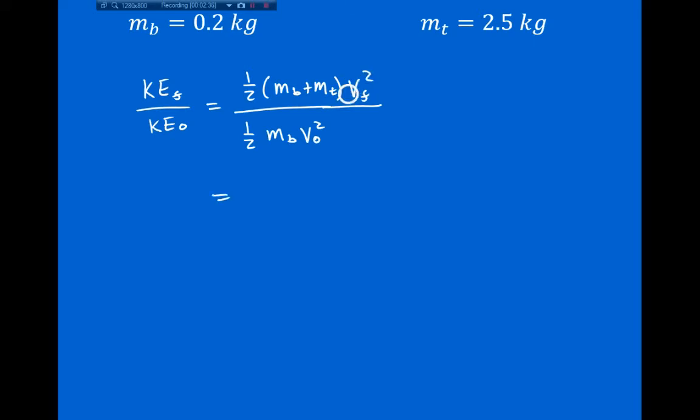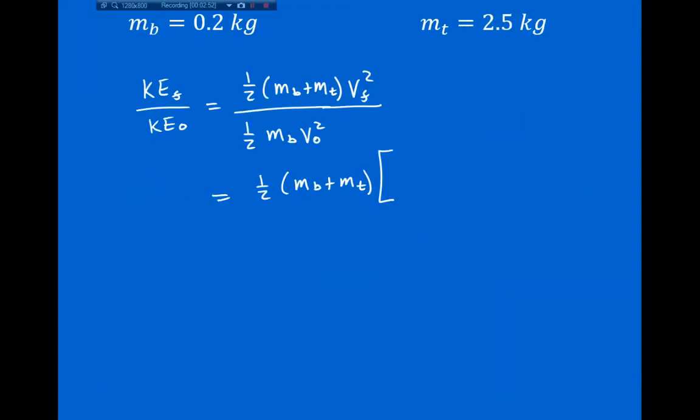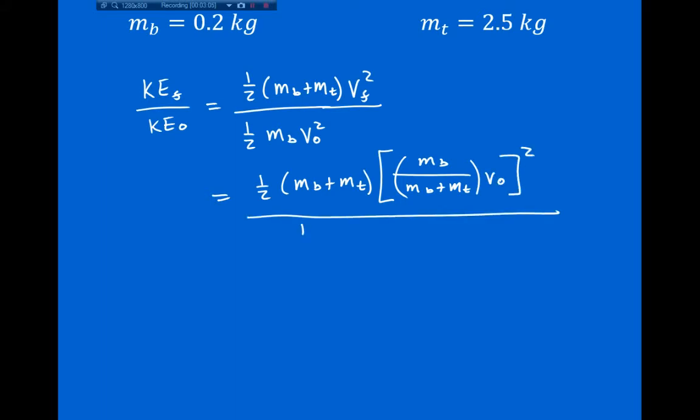So now if I plug in the equation that I found on the previous slide for the final velocity, we have 1/2 times the mass of the bullet plus the mass of the target, times, and remember this is the mass of the bullet divided by the sum of the two masses times the initial velocity, and that whole thing is going to be squared. And again, we're still dividing this by 1/2 times the mass of the bullet times the initial velocity squared. So right away we can see the 1/2s are going to cancel.